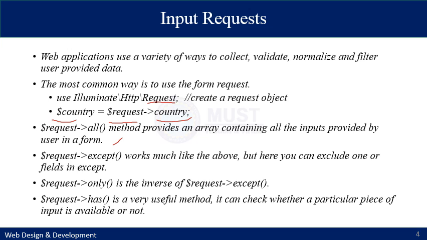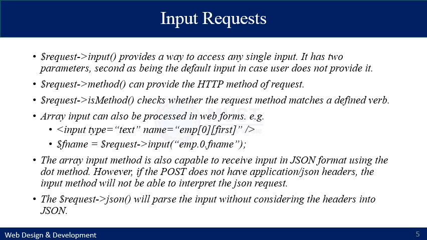The request has method is a very useful method, and it is used quite often. It can check whether a particular piece of input is available or not, for example if the user has submitted the form with empty inputs. Similarly, the request input method provides a way to access any single input. It has two parameters, the second one being the default value if the input is not provided by the user.